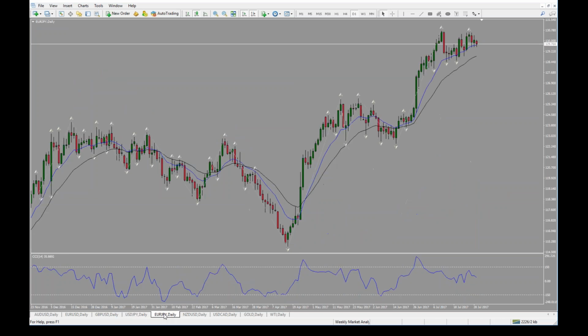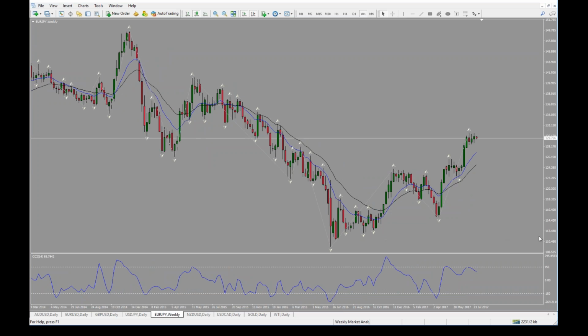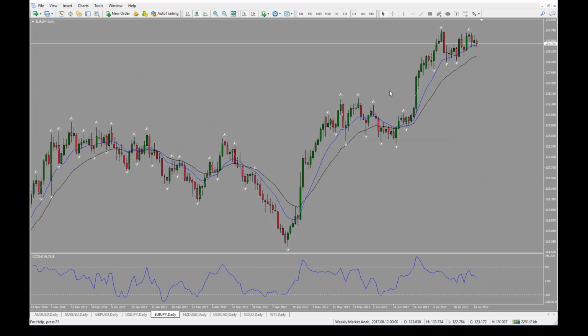Let's have a look at the euro yen. We haven't really traded it for a while. If I go to a weekly chart, the reason I haven't traded it is that as soon as we cleared all this area over here, there are no lines that I can draw, no resistance, no patterns, really nothing for me to bounce a trade off. So I'll go back into a daily.